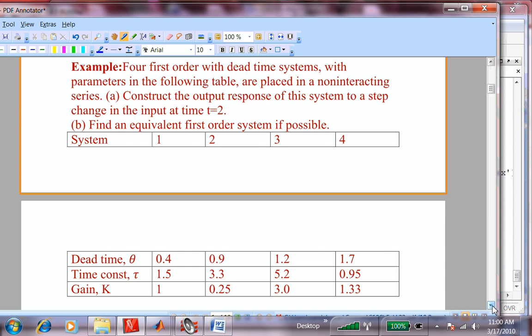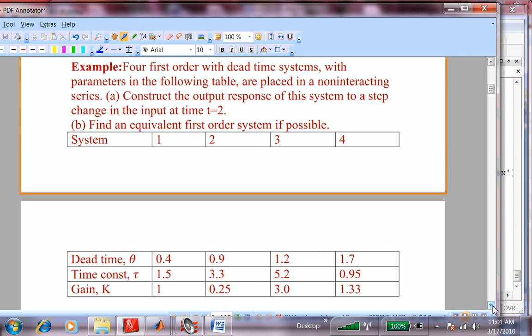Okay. Here is the problem. Four first order with dead time systems with parameters in the following table are placed in a non-interacting series. Construct the output response of this system to a step change in the input at time t equal to 2. When you don't specify anything in an assignment, for example, when I don't specify anything like this, you're free to use Simulink, you're free to use MATLAB code, the symbolic toolbox, or by hand, whichever you want. Okay? Sometimes I will specify in an assignment because I want you to get trained in that part.